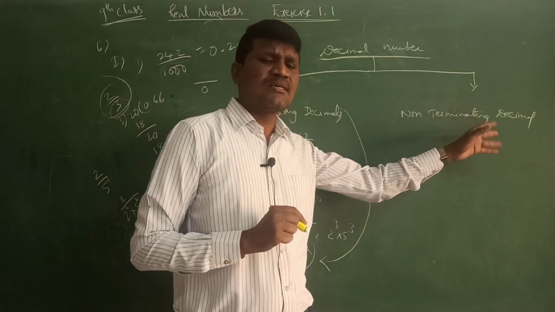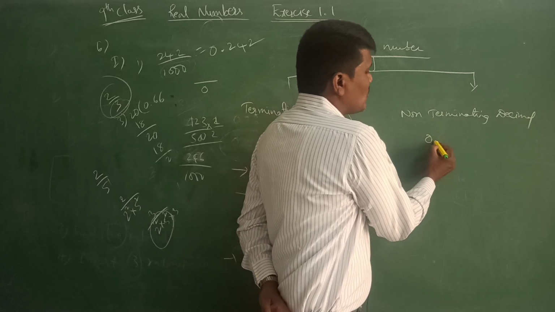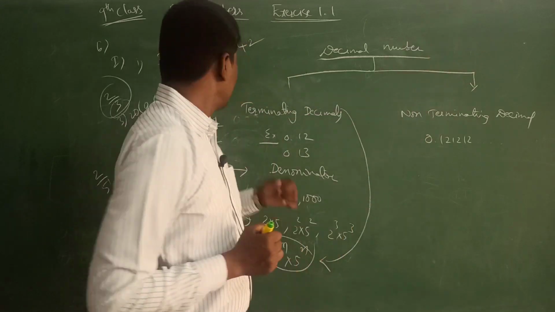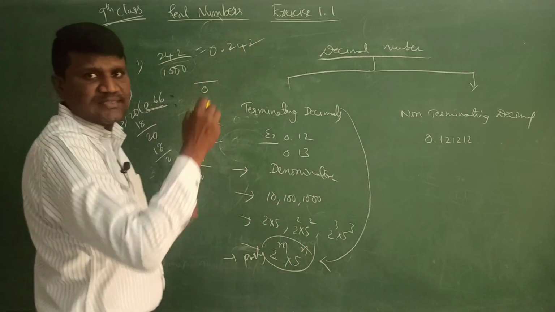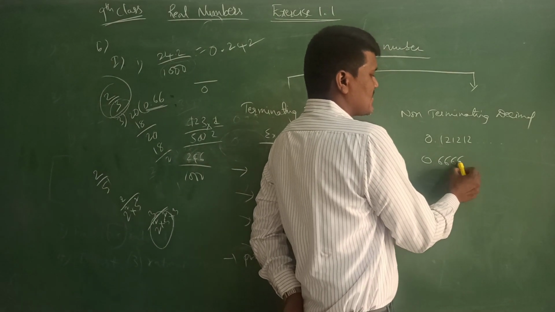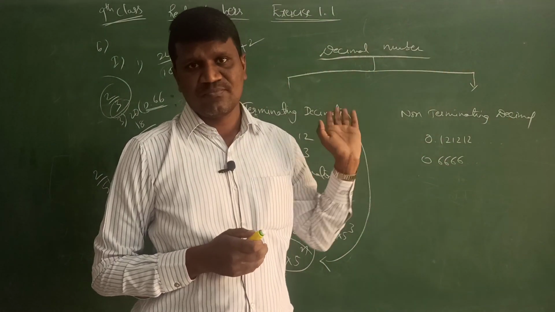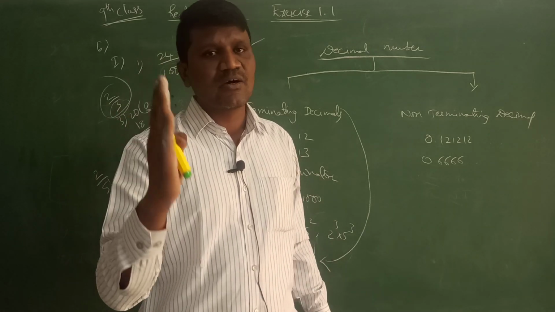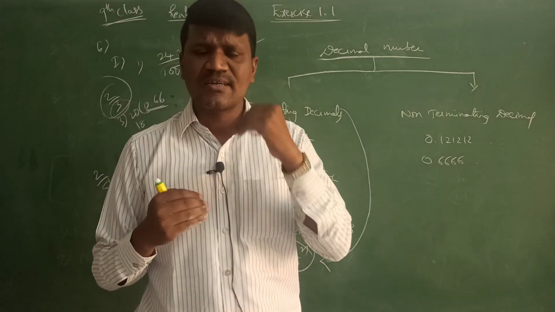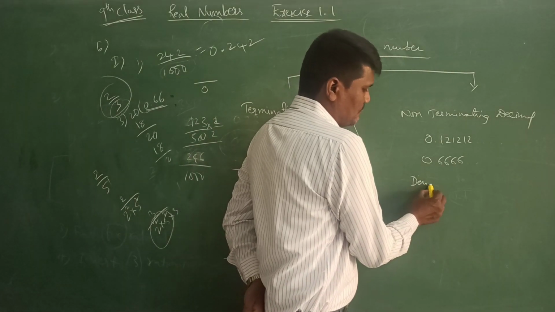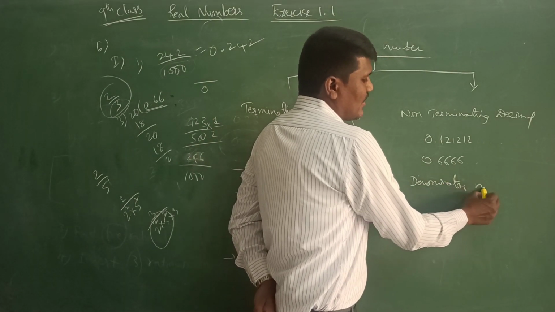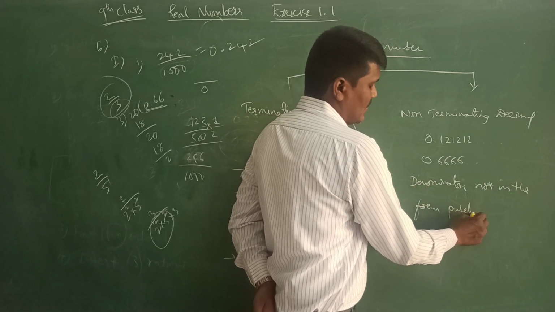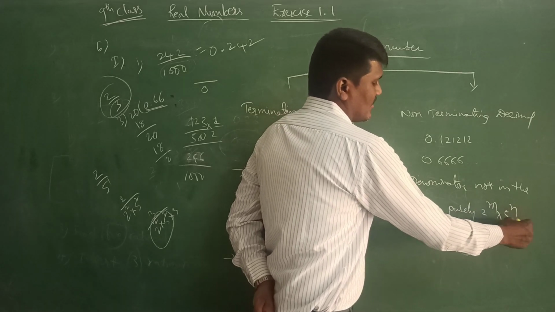Next, what is a non-terminating decimal? Like 0.1212 and so on. It is not terminating. Here we have also seen one number, 0.6666. So 0.6666 is not terminating, it is a never-ending process, right? Whenever we have a never-ending process, that decimal we call a non-terminating decimal. When do we say the decimal is non-terminating? When the denominator is not in the form of purely 2 power m into 5 power n.